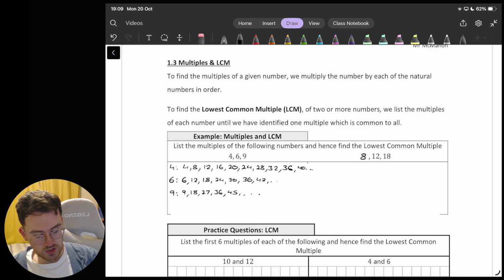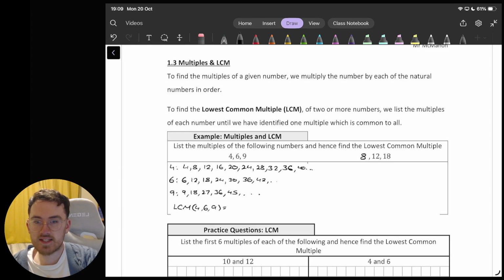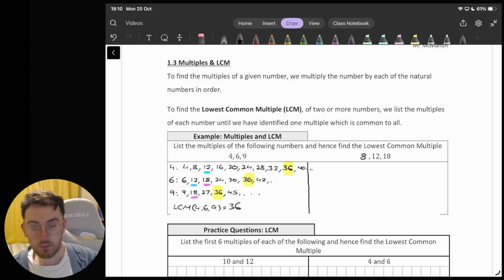If I want the lowest common multiple, I want to look through those numbers and see what multiples they have in common. So if we only look at, say, 6 and 9, we can see that they actually have 18 in common. But obviously I want to include 4 as well. If I look at 4 and 6, I might say that their lowest common multiple is 12, but obviously 9 doesn't share that. So if I want to find the lowest common multiple of all three numbers, the first one that I can see is 36. So 36 is the lowest common multiple. It's the smallest multiple that they all share, that they all have in common.